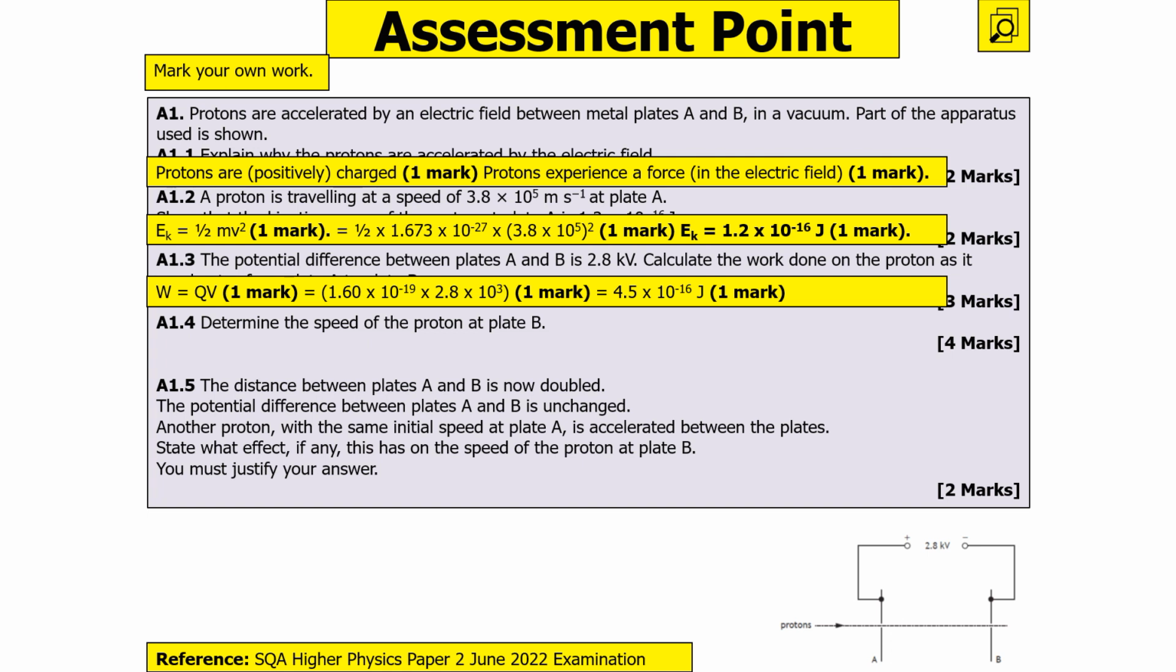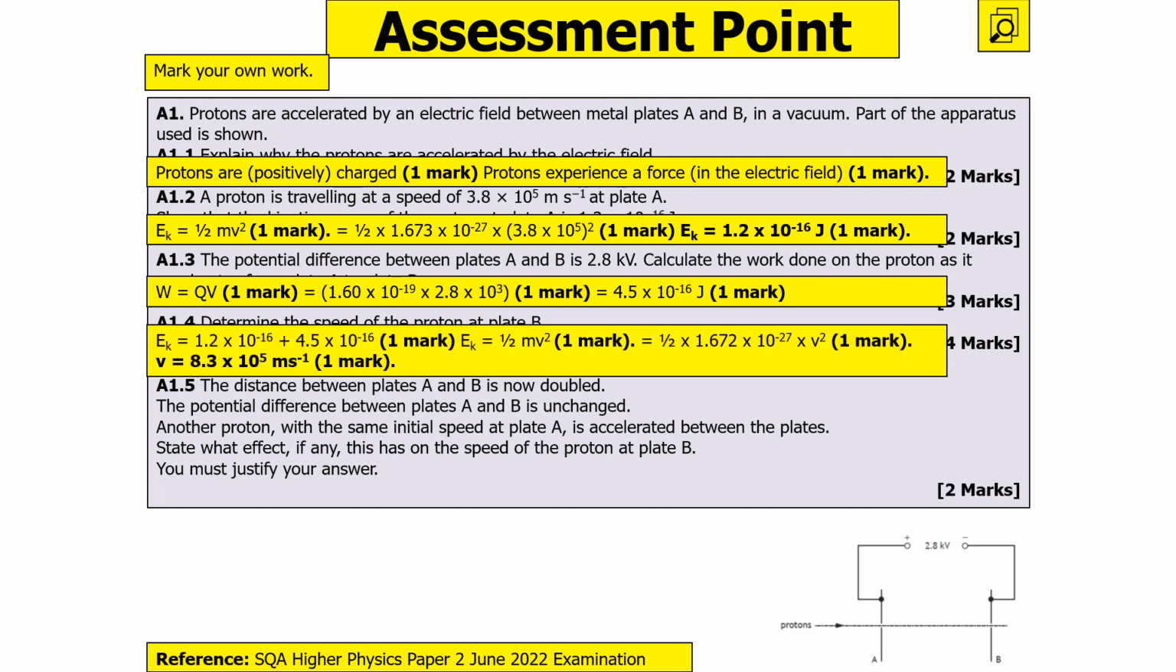So how can you work out the speed? Well, we know that the kinetic energy is going to be the initial kinetic energy, which you worked out in the second part, plus this work done, because work is being done on the object as it's accelerated between the plates, when it's in the field. So now we've got a new kinetic energy, and then we can say it equals a half mv squared. So we know what that value is, we know the mass, we want to work out the velocity, so we rearrange it, make v the subject, and we get 8.3 times 10 to the 5 meters per second.